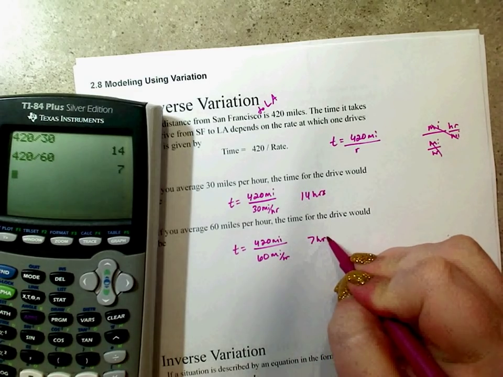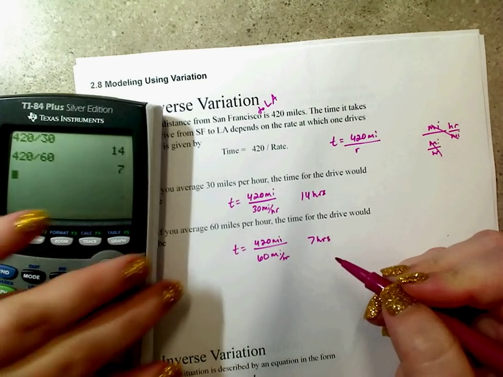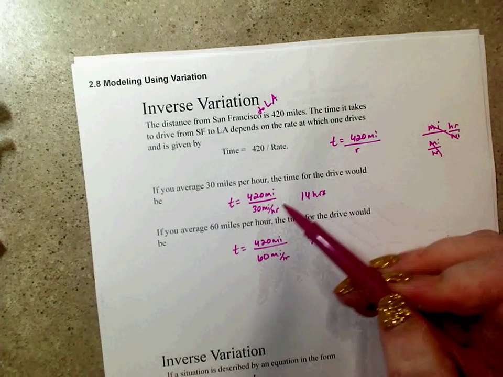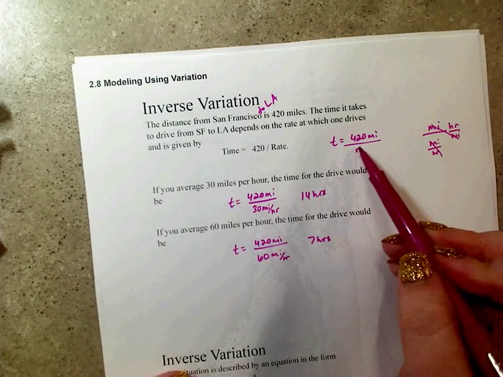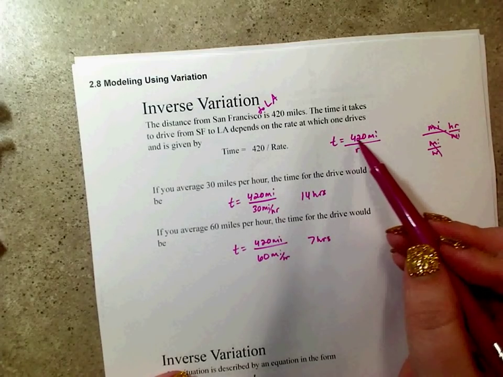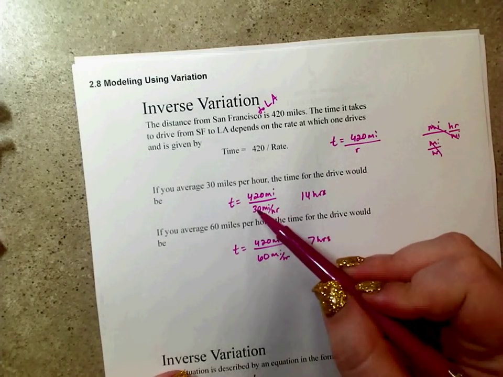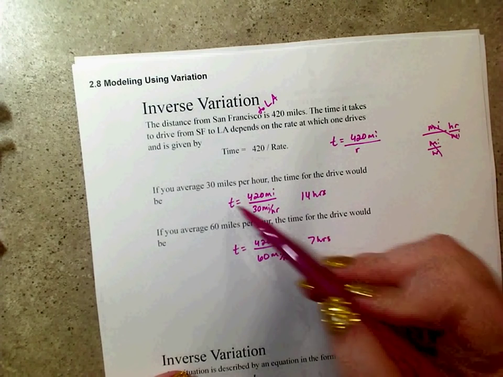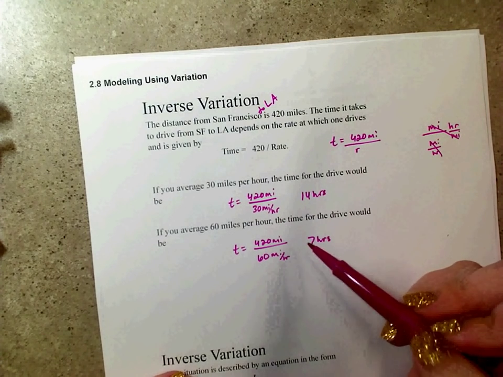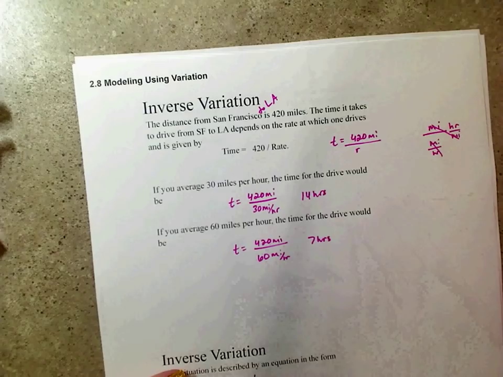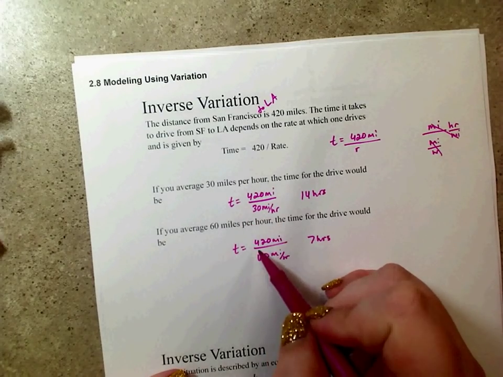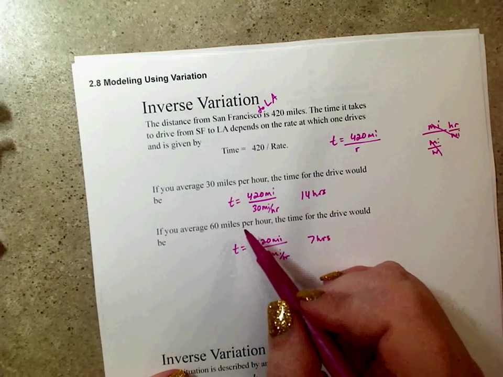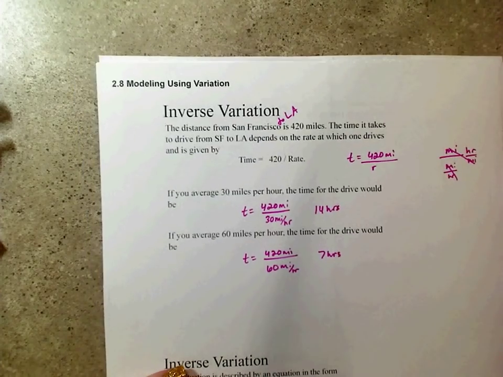The reason this is called inverse variation is that as your rate, the variable down here underneath the constant of proportionality 420, got larger, the time got smaller. That's the inverse variation, inversely proportional to. As one gets larger, the other variable gets smaller, as opposed to direct, where they're both increasing at the same time.